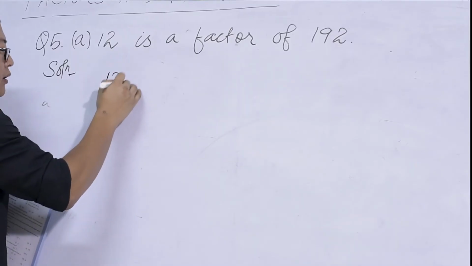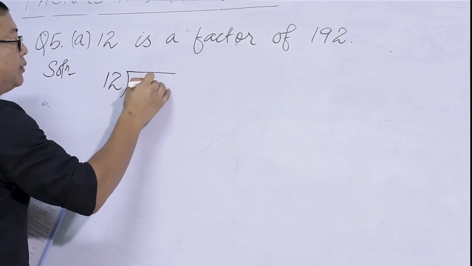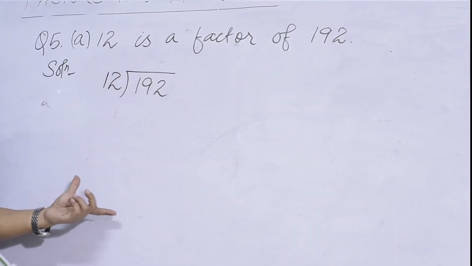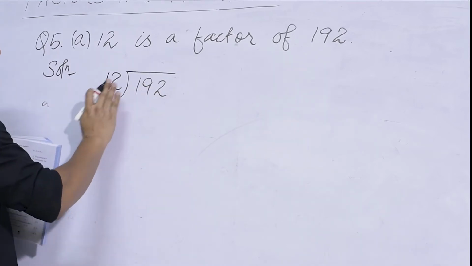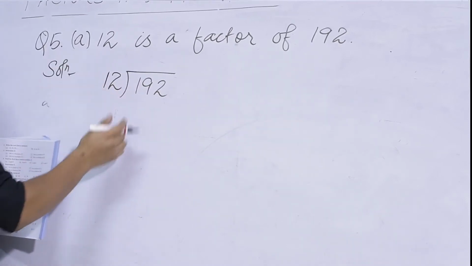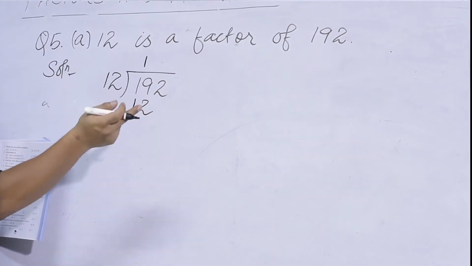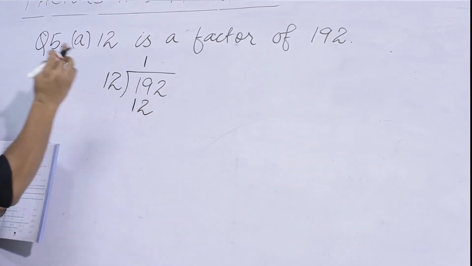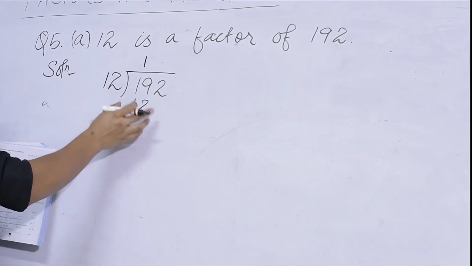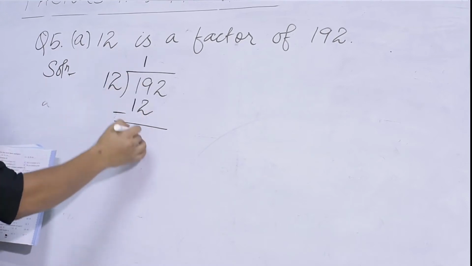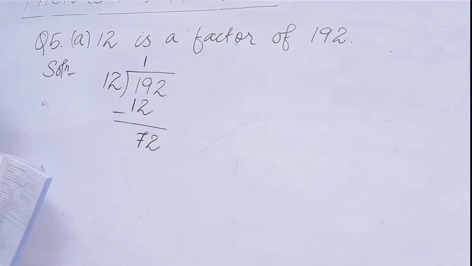So I will divide here so that you will not be confused. This is not rough calculation. This is main part of your answer, okay? So I will try to divide 192 by 12. So 12 into 1 is 12. 12 into 2 will give you 24, which will become greater than 19. So we cannot use 2, we will use 1. 12 into 1 is 12. You subtract, you get this.